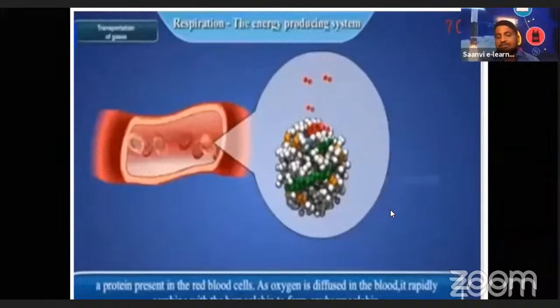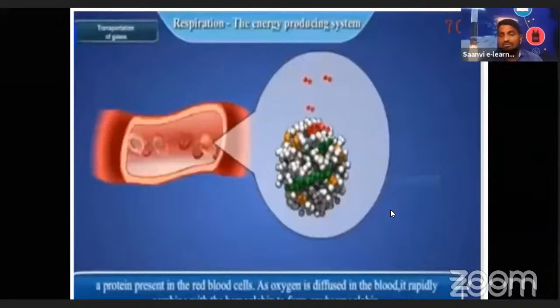See, hemoglobin is a protein material present in the red blood cells, as oxygen is diffused from the alveoli of the lung to the blood capillaries. As you know, in the blood capillaries, blood cells are floating. So when oxygen diffuses from the alveoli of the lungs to the blood capillaries, it rapidly combines with the hemoglobin to form oxyhemoglobin.